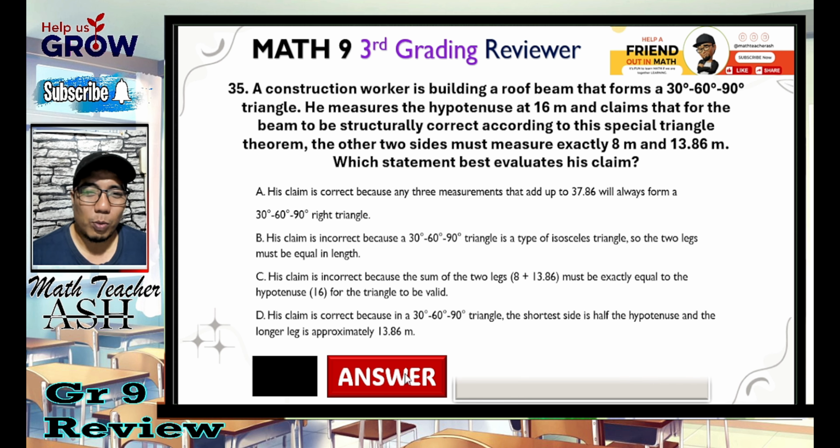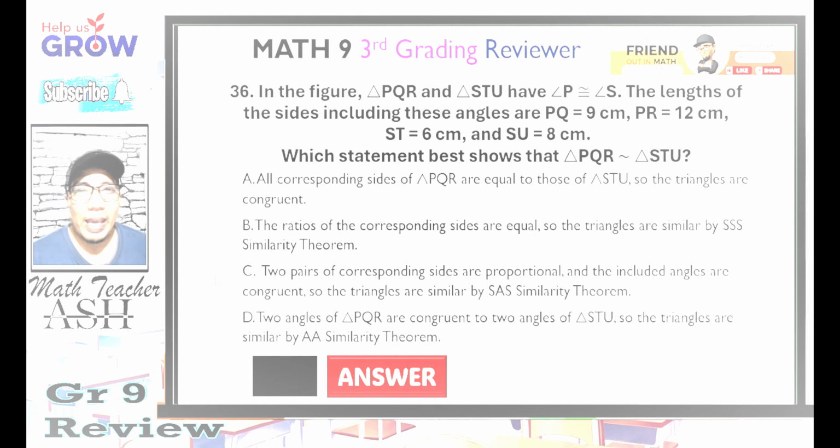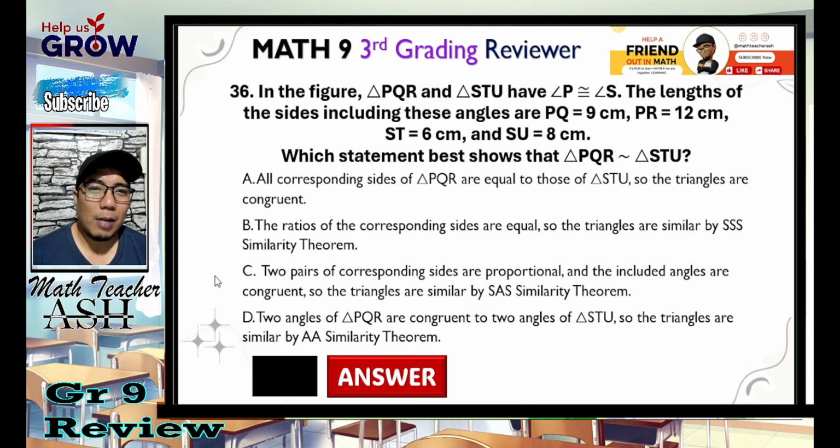Alright, let's check whether we are correct. Alright, easy, right? Now, let us go to question number 36. In the figure, triangle PQR and triangle STU have angle P congruent to angle S. The lengths of the sides including these angles are PQ is equal to 9 centimeters and PR is equal to 12 centimeters. ST is equal to 6 centimeters and SU is equal to 8 centimeters.